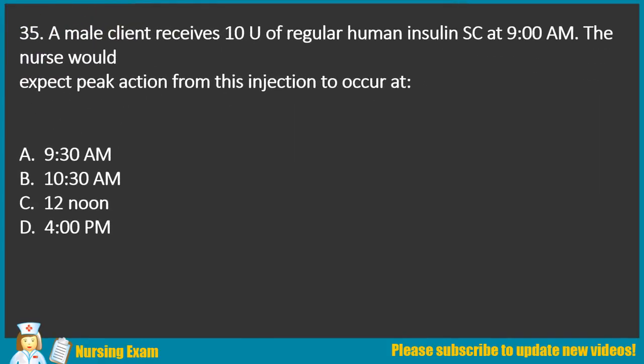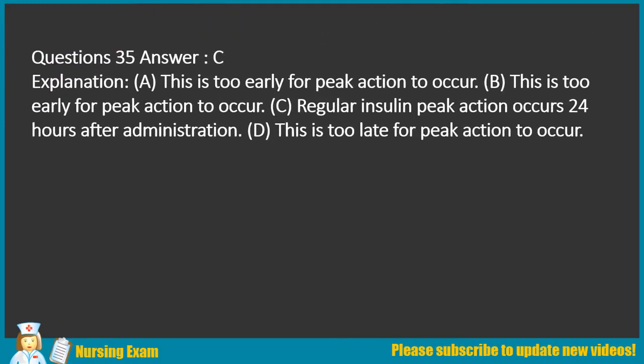Question 35. A male client receives 10 U of regular human insulin SC at 9 o'clock a.m. The nurse would expect peak action from this injection to occur at A. 9:30 a.m. B. 10:30 a.m. C. 12 noon. D. 4 p.m. Question 35 Answer, C. Explanation. A. This is too early for peak action to occur. B. This is too early for peak action to occur. C. Regular insulin peak action occurs 2 to 4 hours after administration. D. This is too late for peak action to occur.